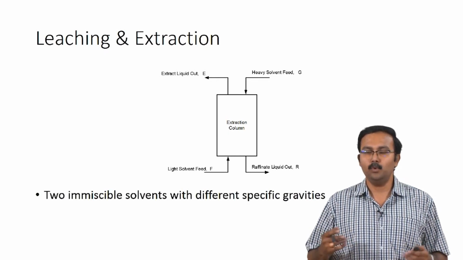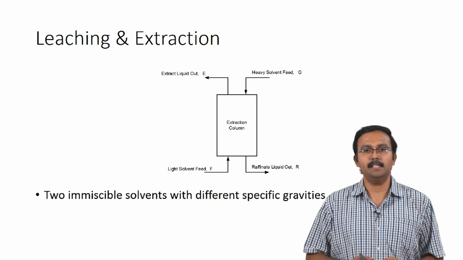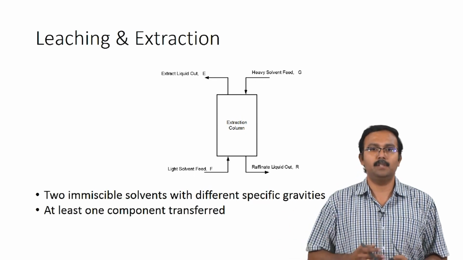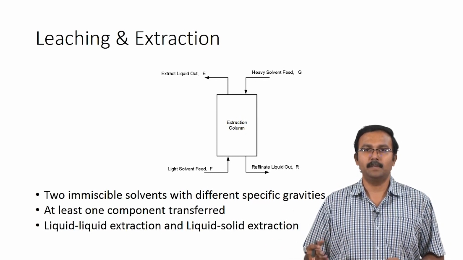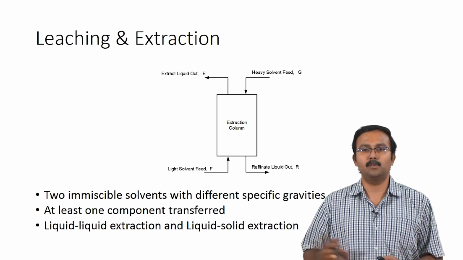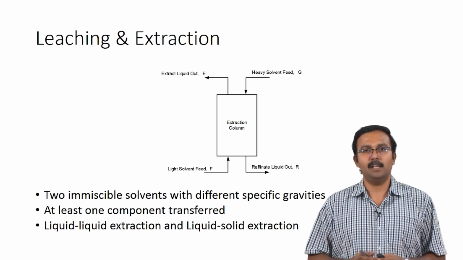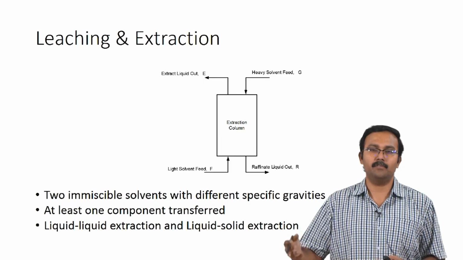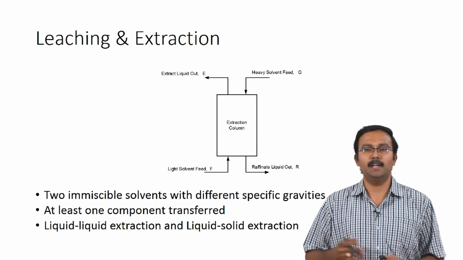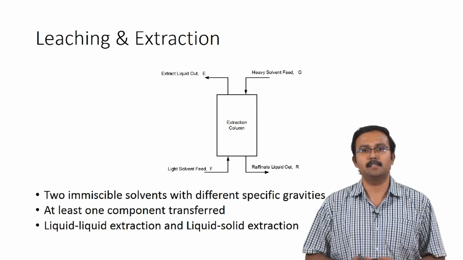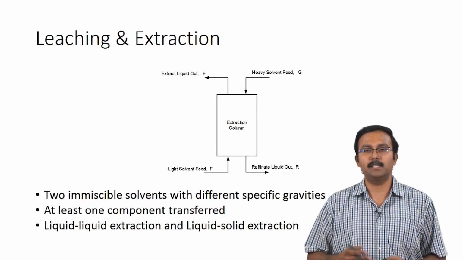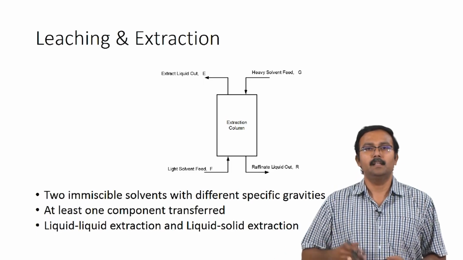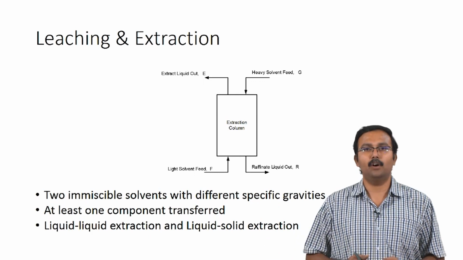So basically there are two immiscible solvents with different specific gravities. It is ensured that at least one component of interest is transferred from the heavy solvent feed to the light solvent feed, and this system can either be a liquid-liquid extraction or a liquid-solid extraction. You need to be familiar with the terminologies which are used here. A light solvent feed is the one which has lesser concentration of the component of interest, and heavy solvent feed would have the higher concentration of the component of interest. Extract is the product stream which contains the component of interest, and raffinate is the waste stream which leaves the system. The raffinate could either be discarded or be recycled.